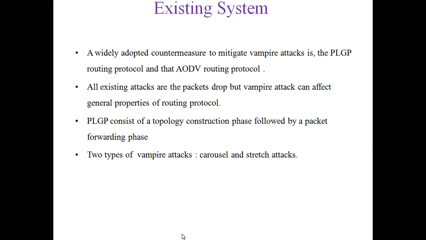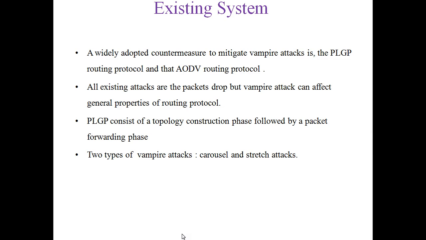In the existing system, the widely adopted countermeasure to avoid the vampire attack is the PLGP routing protocol. All the existing attacks are packet drop attacks, but the vampire attack can affect the general properties of routing protocol. The PLGP routing protocol consists of a topology constructing phase followed by packet forwarding. During the forwarding phase, all decisions are made independently by each node. So, it increases the energy usage.